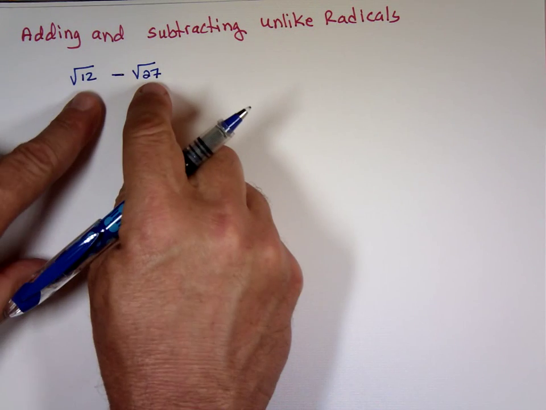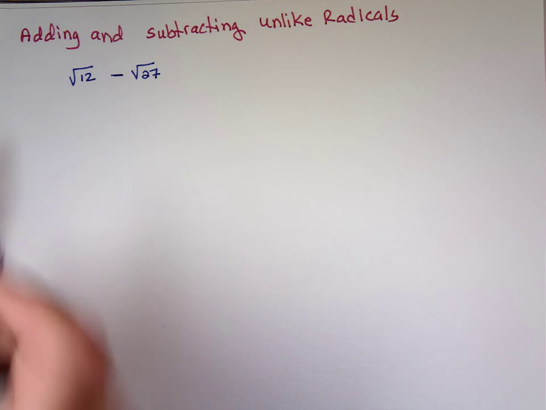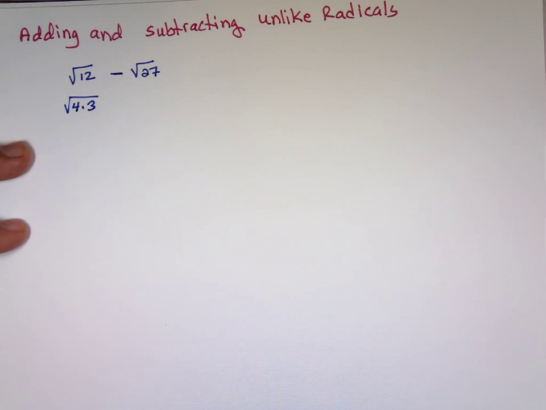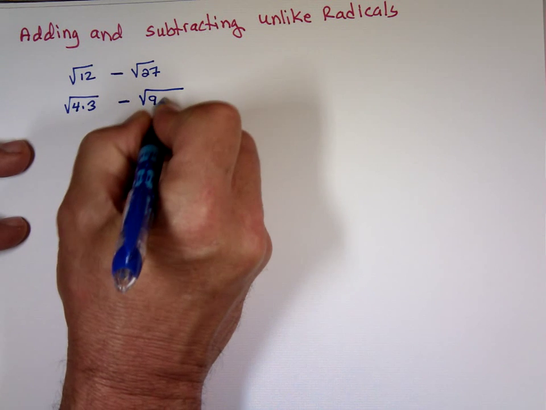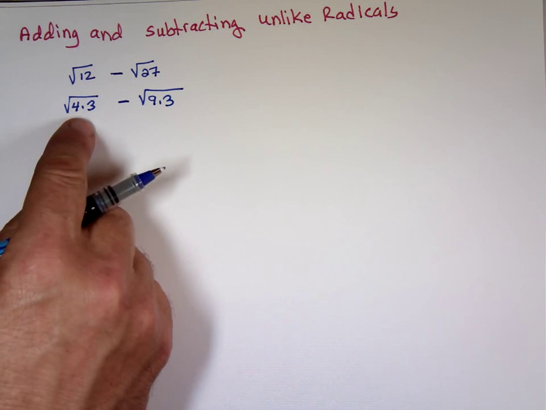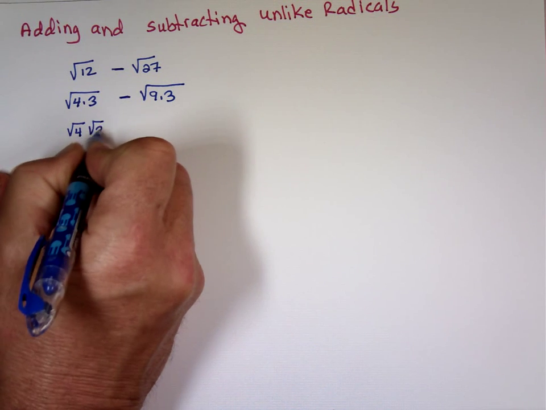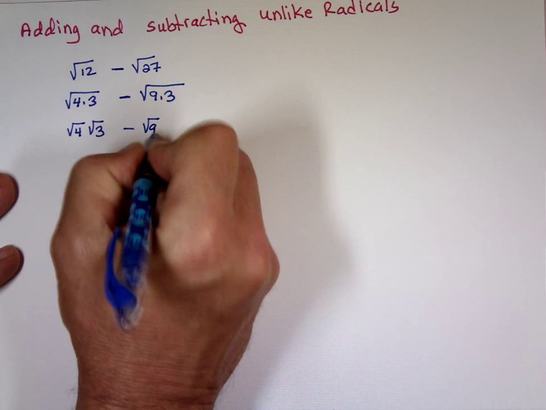Quickly we see these numbers are different, so I can't really add them or subtract them yet. Well, let's see if I can simplify that. 12 can be written as 4 times 3. The 27 can be written as 9 times 3. If you remember, with radicals, if you have a multiplication, you can break it down to the square root of 4 times the square root of 3 minus the square root of 9 times the square root of 3.